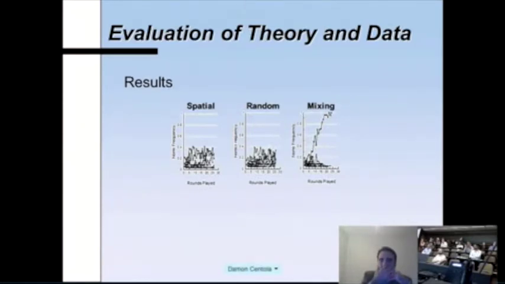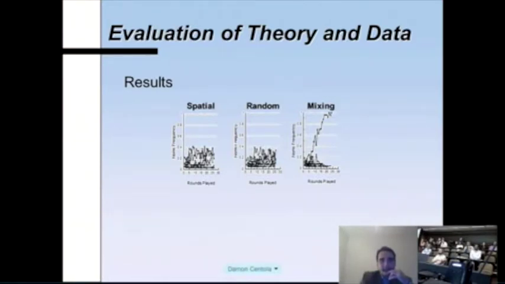The mixing population, however, converged to full convergence very, very quickly. There's a couple of really interesting things to look at in these results. The first is that you saw 40% coordination in the spatial network as the maximum amount of success that any of the names got.